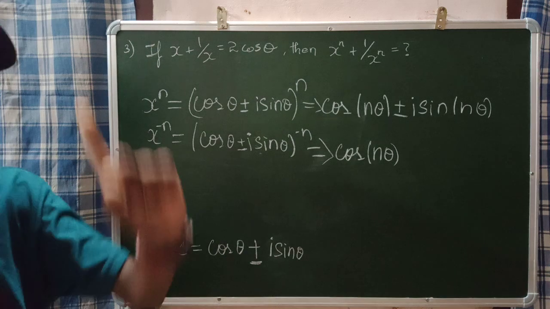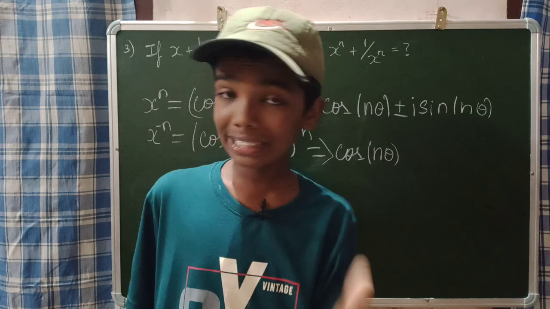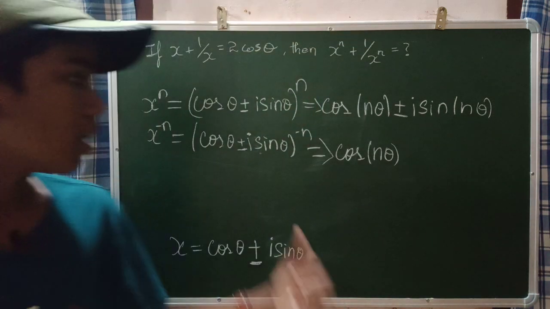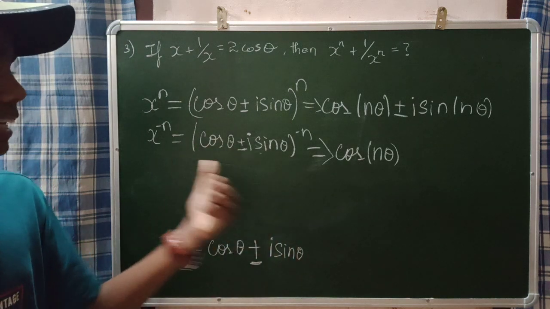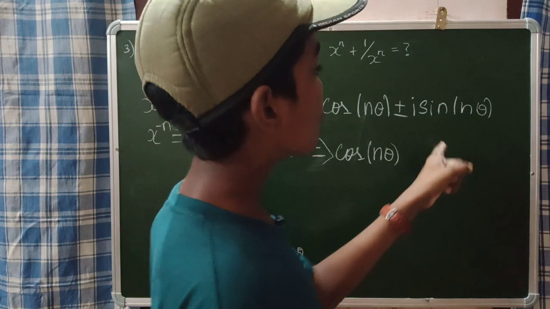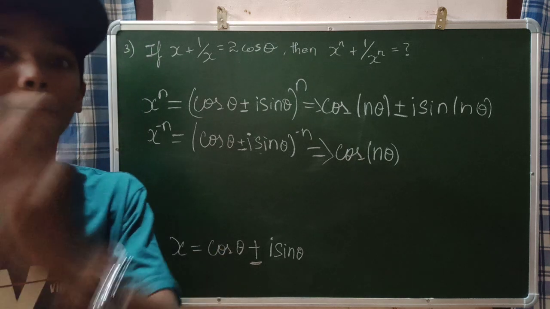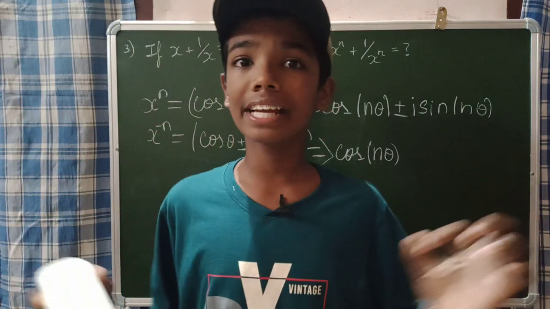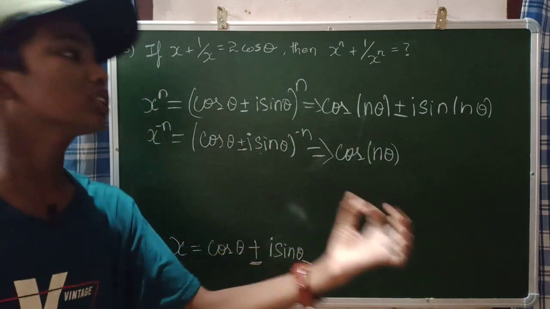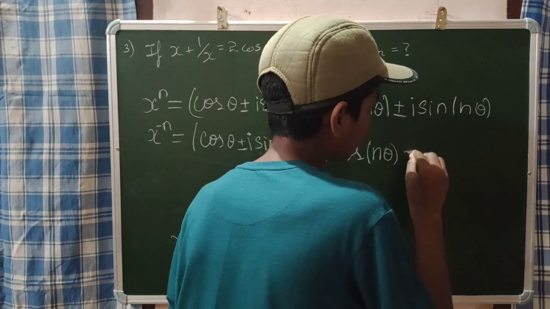Because guys, cos of minus theta is always cos theta if you assume theta as an acute angle. That's a basic formula which you guys learned in your trigonometry. So cos of minus n theta will be cos n theta only. Then iota sine of minus n theta will be minus of iota sin n theta, because sine of minus theta is always minus sin theta when you assume theta as an acute angle. So iota sine of minus n theta will be minus of iota sin n theta. So it is minus, that is why I should write it as minus or plus.